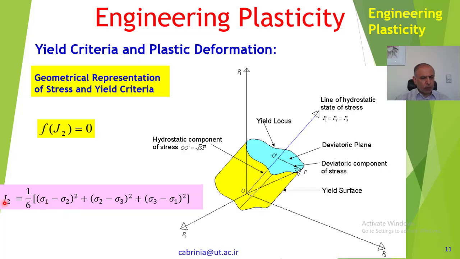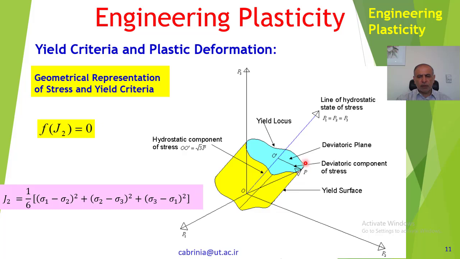But we could have different values of sigma 1, sigma 2, sigma 3 put in there and get the same J2. Therefore, different values of sigma 1, sigma 2, sigma 3 mean different vectors OP, because OP has components P1, P2, P3, or sigma 1, sigma 2, sigma 3. So we could find different points on this graph, and all these points represent the yield points. If we connect these points together, we get the yield locus.